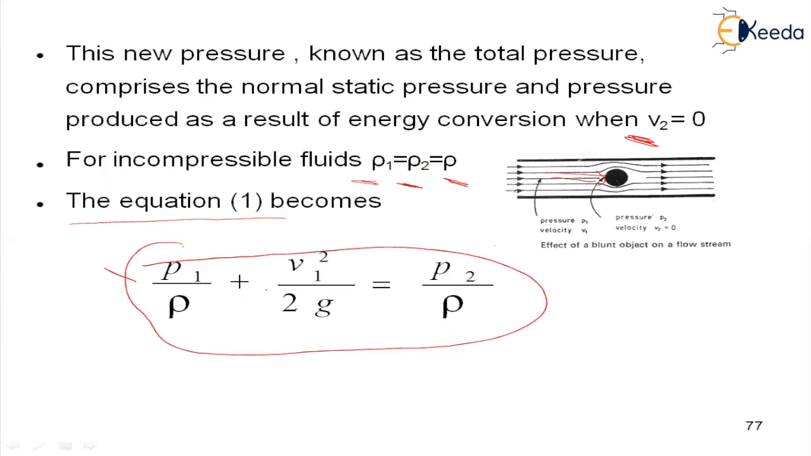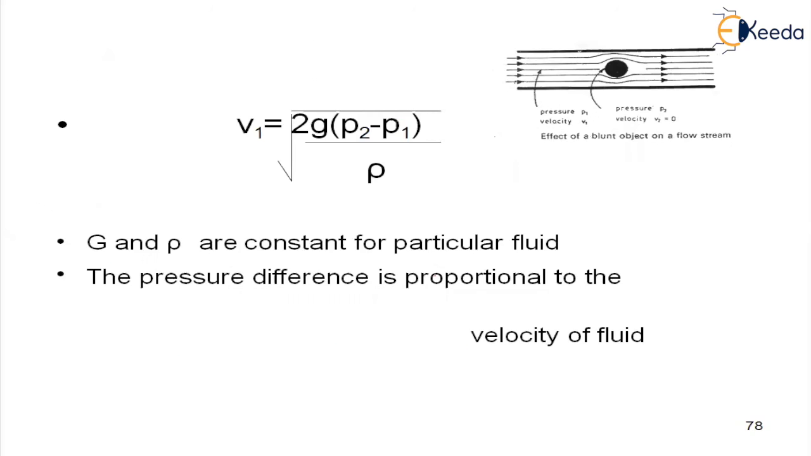That is P1 by rho plus V1 square by 2g equal to P2 by rho, my dear students. From this I would like to calculate the velocity. That velocity is equal to the square root of 2g into (P2 minus P1) by rho. P2 is called impact pressure or stagnation pressure, and P1 is called static pressure.